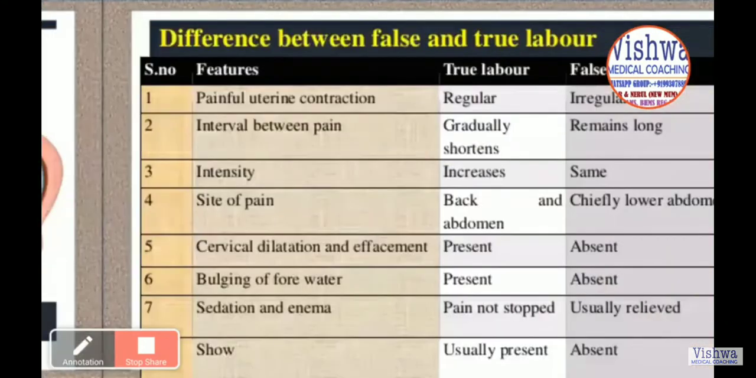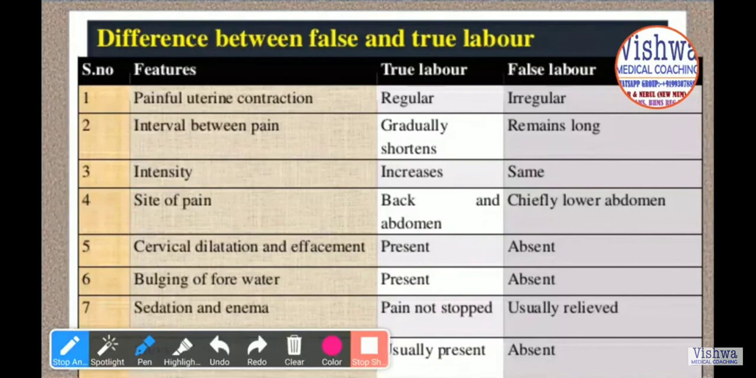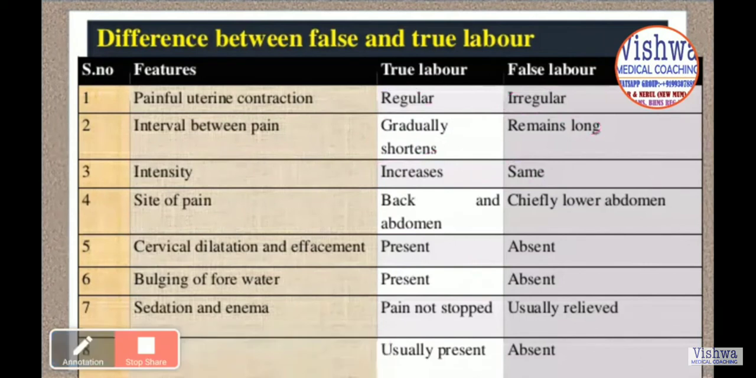So this is the table that describes true pains and the false pains that we just talked about. The true pains are regular, the false are irregular. True pains gradually shorten, false remain long. In true pains intensity increases, in false pains intensity remains the same. Those are the same points we discussed just now.